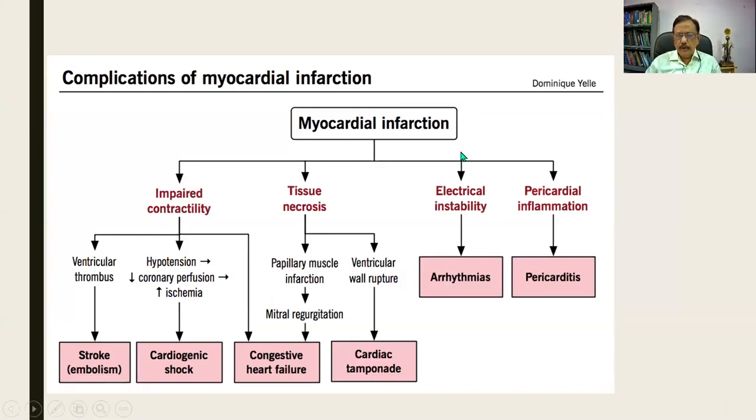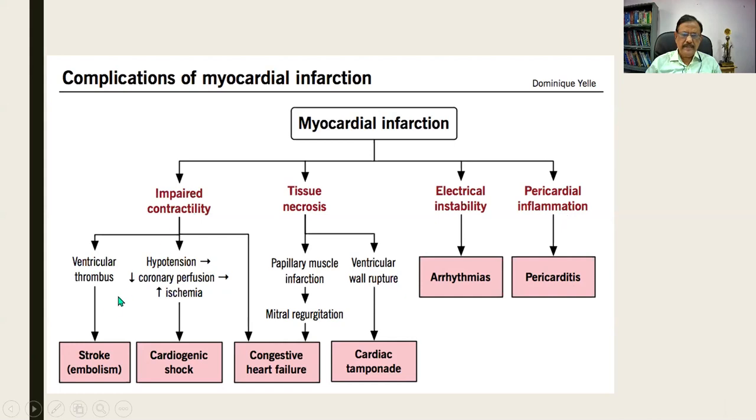This flow chart is also very good, and I would like you students to kindly write it. It is not my original work. It is by one Dominique Anile, a French pathologist. There is a myocardial infarction, impaired contractility can be there. There can be a tissue necrosis. There can be arrhythmias which can develop because of the electrical instability. Finally, there is inflammation leading to a pericarditis.